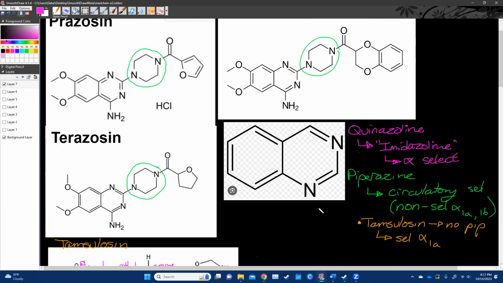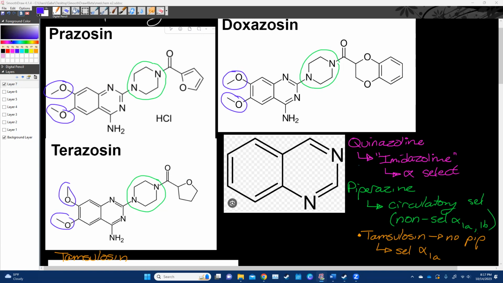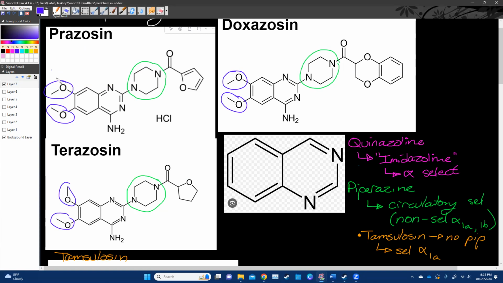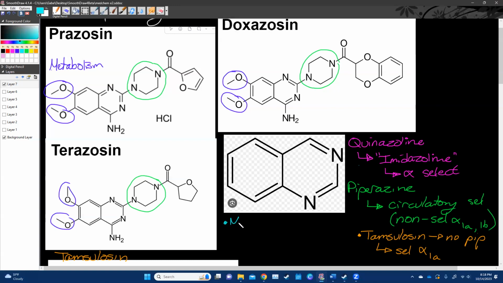A couple of other important points I want you to be aware of. What is the effect going to be of these methoxy groups in terazosin, prazosin, and doxazosin? What's going to happen here? They're going to be withdrawing groups, yep. But in terms of metabolism, they're going to be easy pickings, right? So the methoxy groups are easy sites of metabolism.